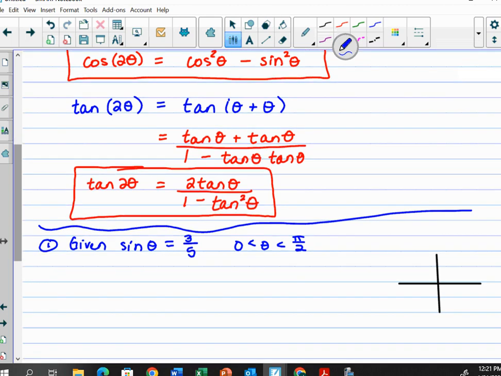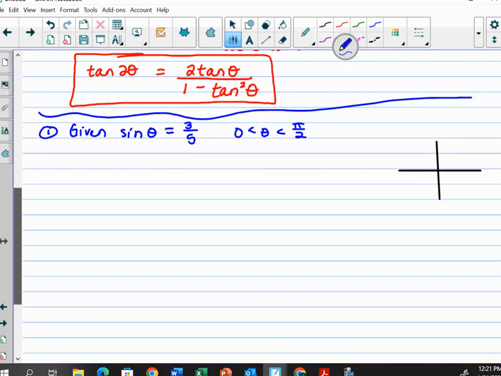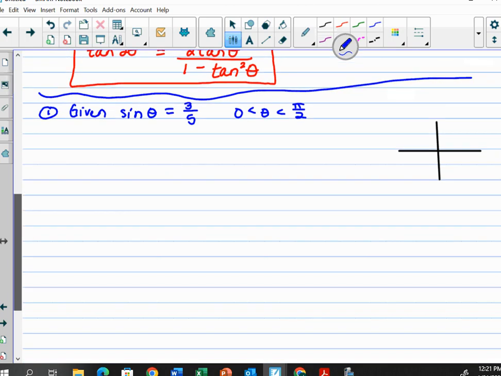Everybody good with the formulas? Tyler, you got them or not quite? Yeah. You good? Okay. All right, so first one here, we are given that sine of theta is equal to 3 over 5. I tell you theta is between 0 and pi over 2. We are going to find the sine of 2 theta. Part B, we'll do the cosine of 2 theta. Part C, we'll do the tangent of 2 theta.